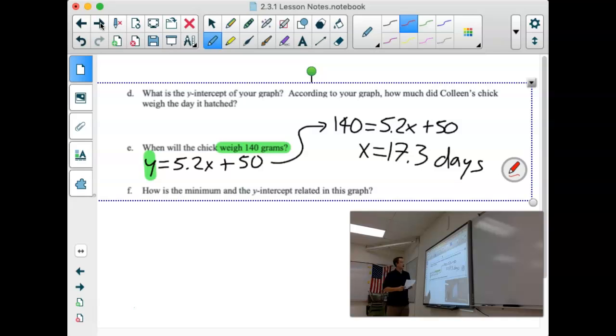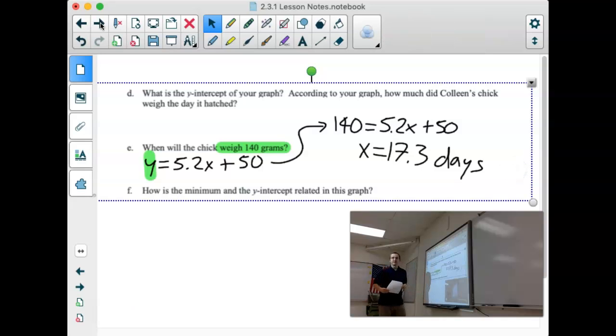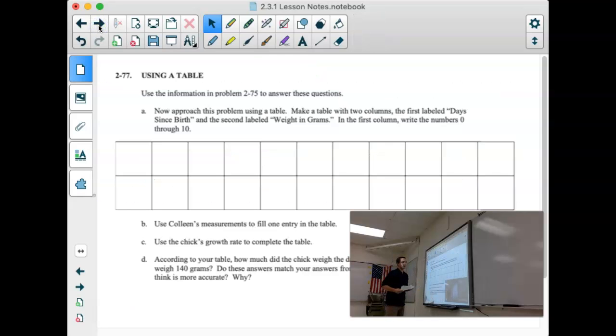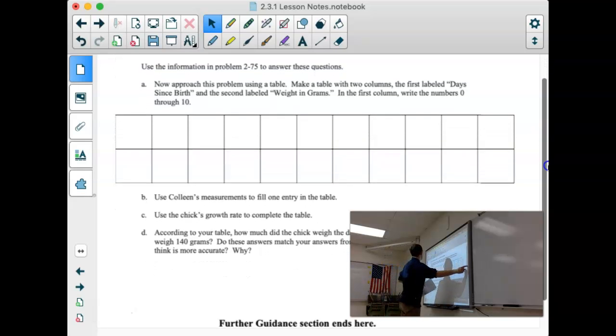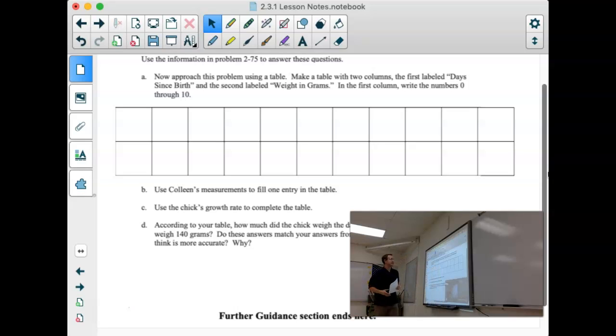Perfect. Even though we got 17.3 days, I don't know if I like that 100%, because it doesn't seem very accurate, since we had to guess what our y-intercept was on our graph. So let's try to use a table to get that y-intercept a little more accurate. Let's switch gears a little bit and make a table instead.